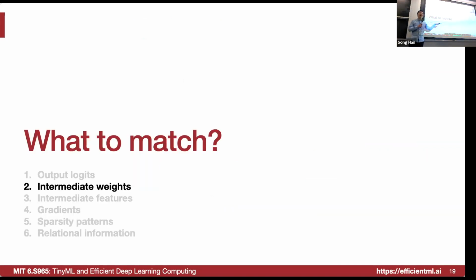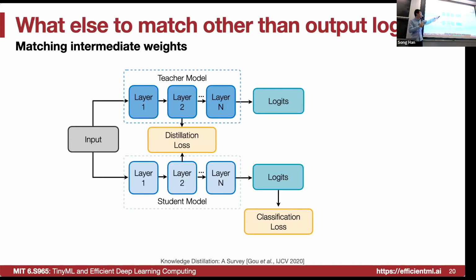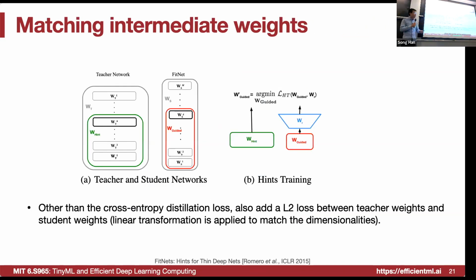We can also try to match the intermediate weights and intermediate features. Rather than matching the final prediction, we can also match those intermediate weights or intermediate feature maps. For example, layer 1 of the teacher matches layer 1 of the student, layer 2 of the teacher matches layer 2 of the student. This could be the weight, the activation, or the gradient, and we are going to see them separately. So this is one approach that tries to match the intermediate gradients and intermediate weights.